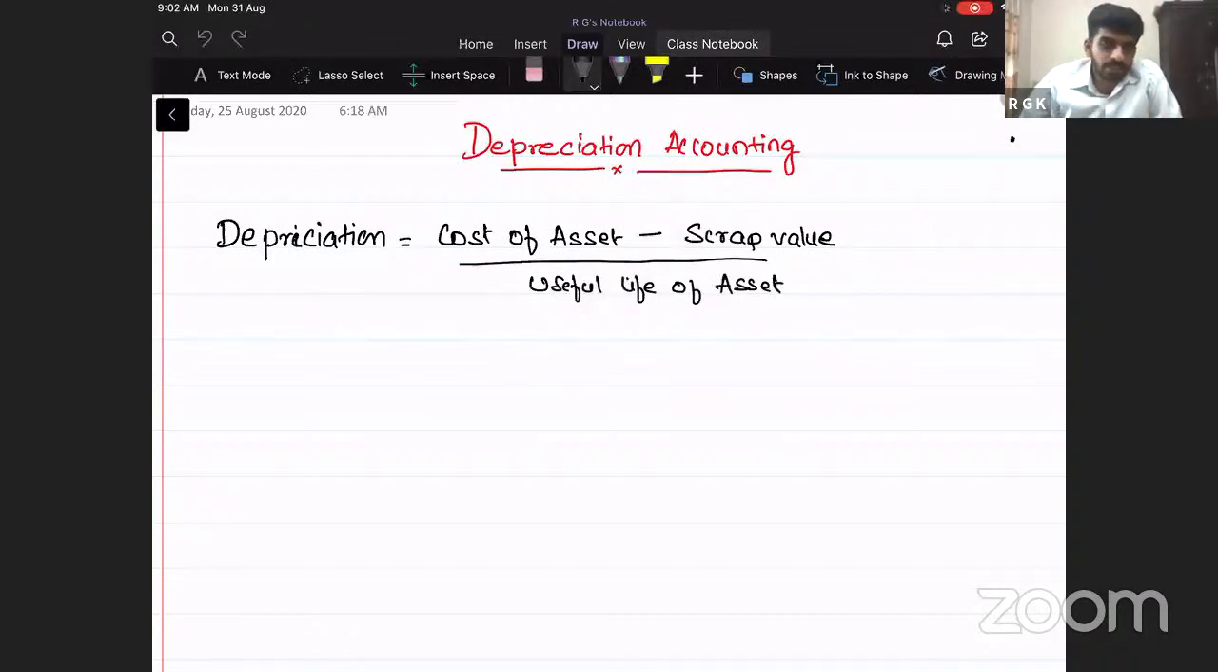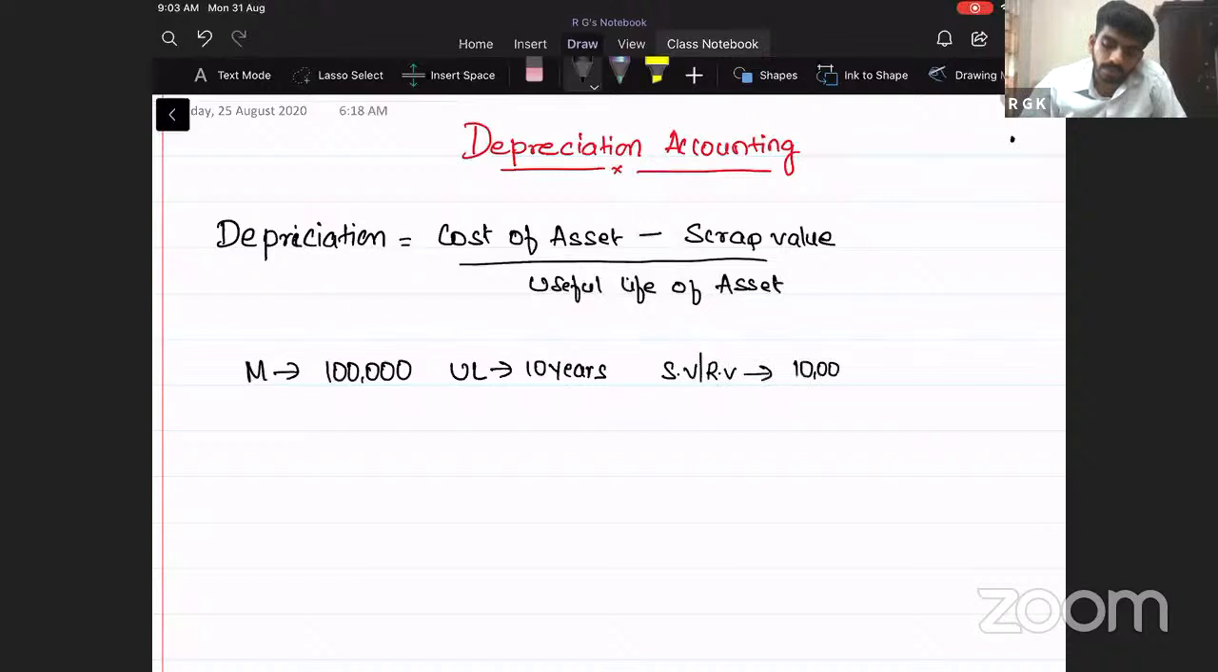To revise it again, let us revise it based on some numbers. Let us say you purchased a machinery worth rupees 1 lakh. Its useful life will be 10 years. At the end of 10 years, it is expected to be sold for, I'll write scrap value or residual value, let us say 10,000 rupees.